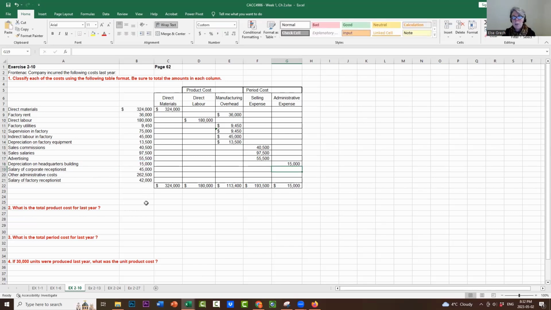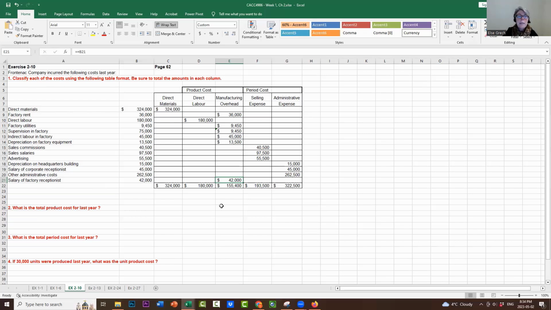Salary of the corporate receptionist, admin. Other administrative costs, well, we know right away because it says the word admin in it, so it makes it easy. And salary of the factory receptionist. It's manufacturing overhead. So why manufacturing overhead? Because is this person touching the product? Yes or no? No, this person is not touching the product. Remember, I said people who are touching the product are the individuals who work on the assembly line.